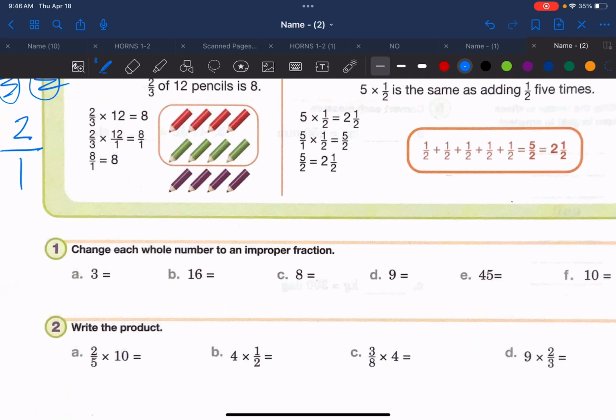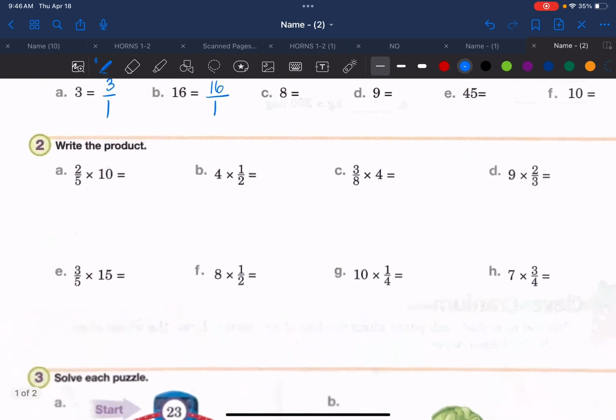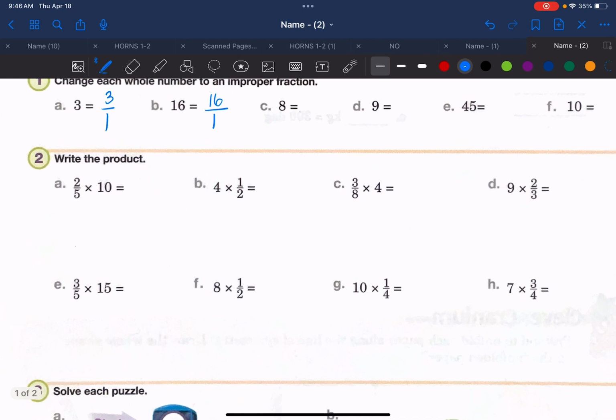So first, if I had 3 circles, I have 3 parts, but all of them are just divided into one piece. The next one, 16. I have 16 pieces, but all the pieces are one whole circle. Okay, so keep doing that. The purpose for doing that is for this next step.